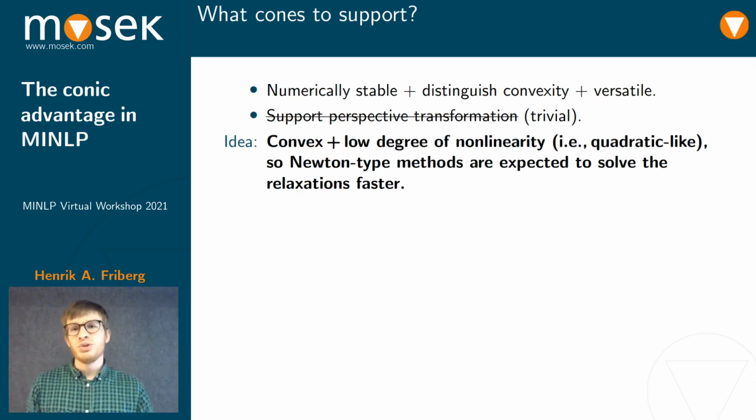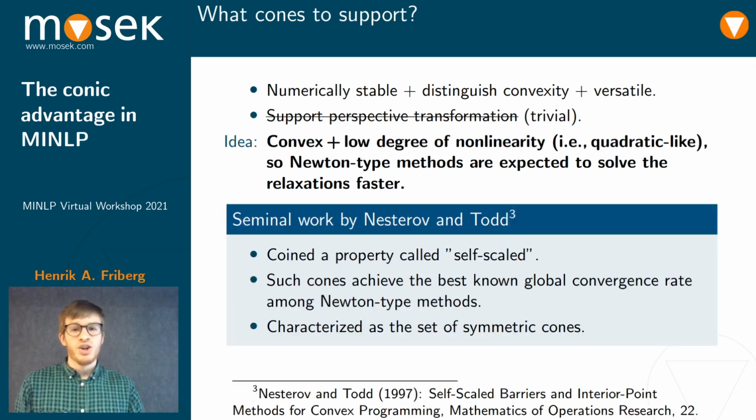One idea could be to look for convex cones with a low degree of nonlinearity, maybe even quadratic-like, so Newton-type methods are expected to solve the relaxations faster. If you like this idea, you're going to love the seminal work by Nesterov and Todd. They coined a property called self-scaled, which does exactly what we wanted to achieve. Self-scaled cones achieve the best-known global convergence rate among Newton-type methods. And better yet, we don't need to look for cones that are self-scaled anymore because they have all been characterized as the set of symmetric cones.